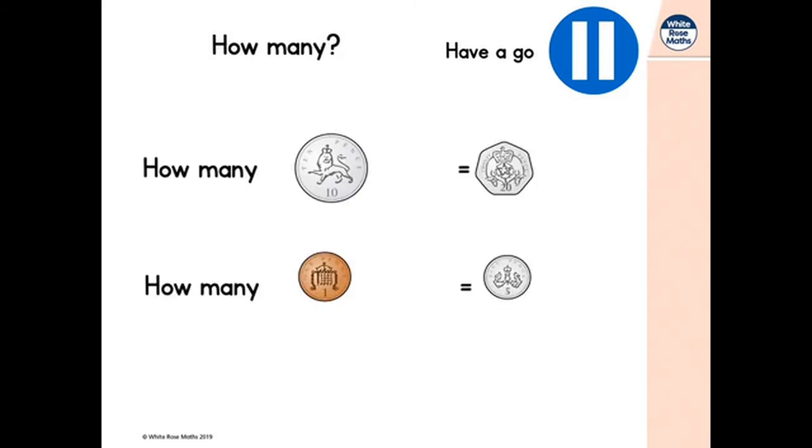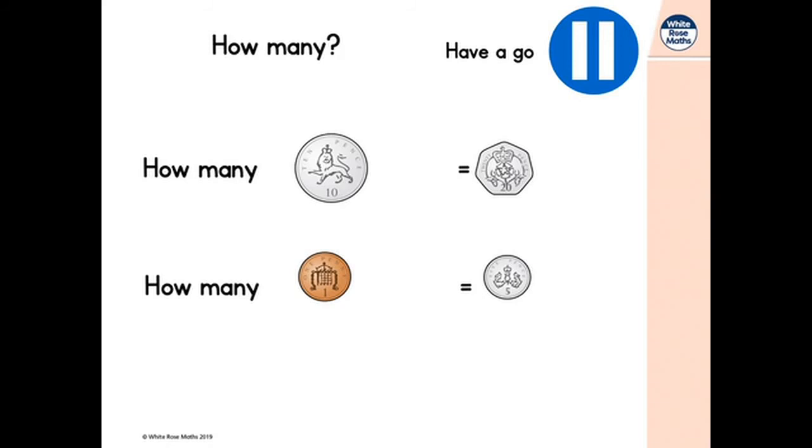Now here's a challenge for you. How many coins would I need? Here are 2 questions. How many 10p coins would I need to equal 20? And how many 1p coins would I need to equal 5p? Pause here, have a go, and then we'll check our answers together.